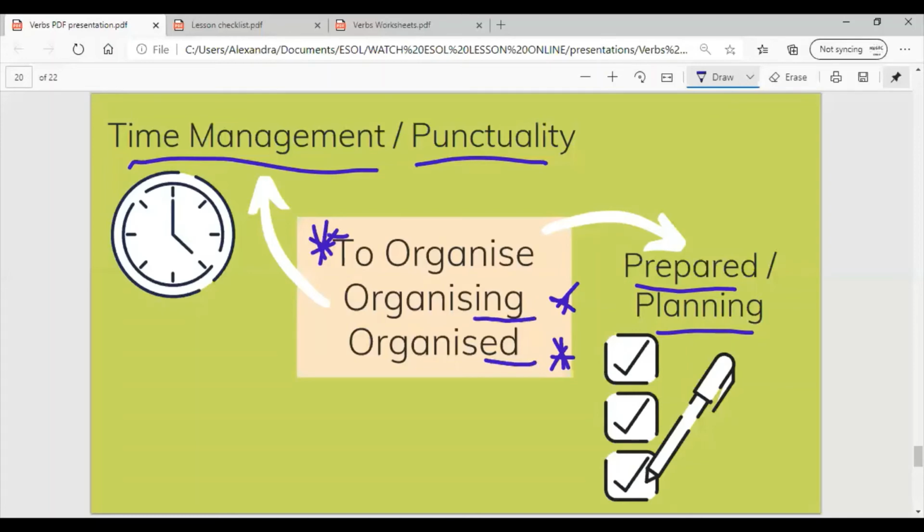You find out what bus you need to take, or how long it takes to walk there. This is all skills, organisational skills, and being prepared. So you might turn up to a lesson with a pen and paper. So it's all different organisational skills. And in their verb form, we've got the future tense, the present tense, and the past tense. So to organise, organising, and organised.